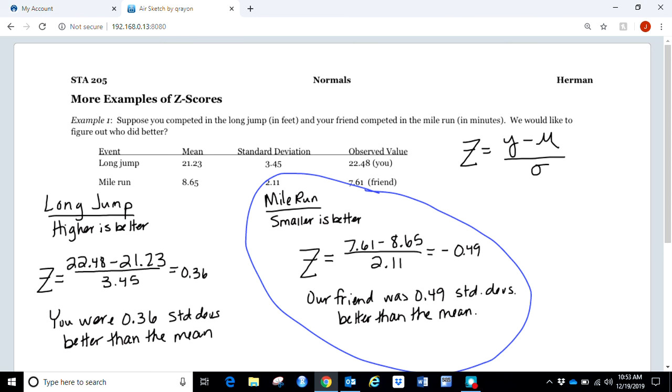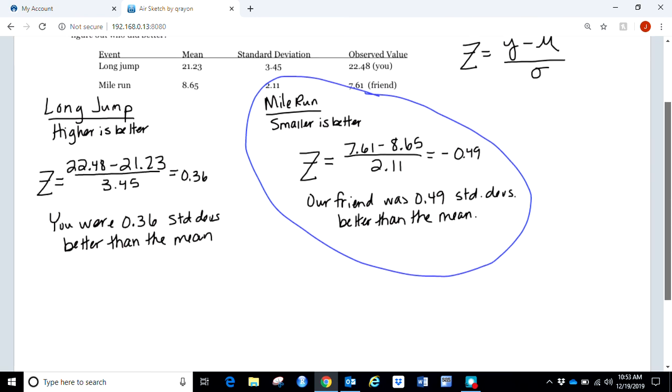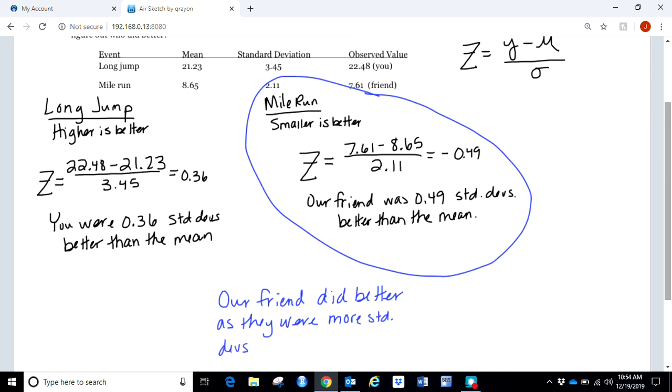Why? Let's make sure this makes sense when we put it in words. So our friend did better as they were more standard deviations better than the mean.